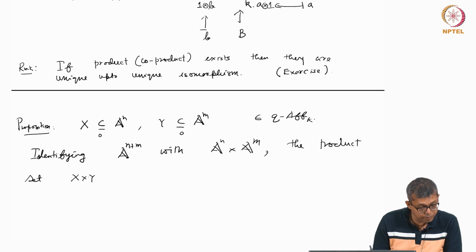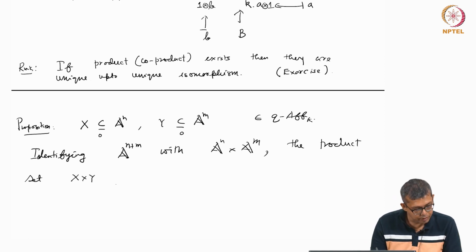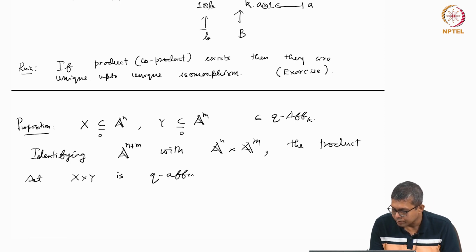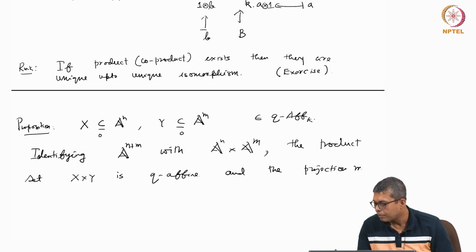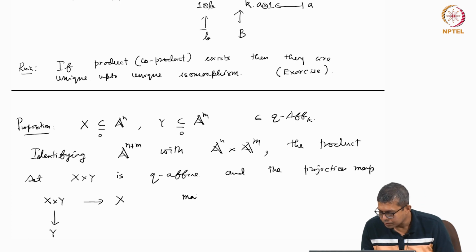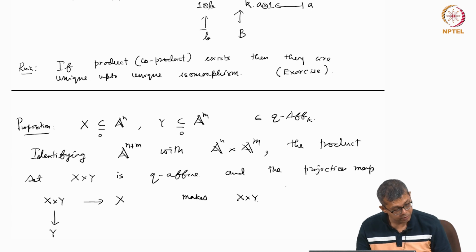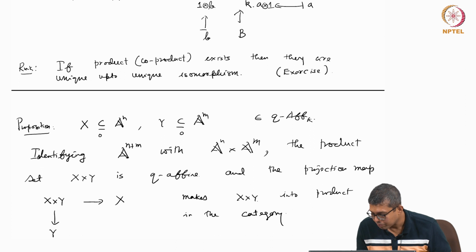The product, identifying the product set X cross Y. So when I say the product set, it means the image of X cross Y in A^(n+m) under the identification is quasi-affine, and the projection maps make X cross Y into a product in the category of quasi-affine varieties over K.